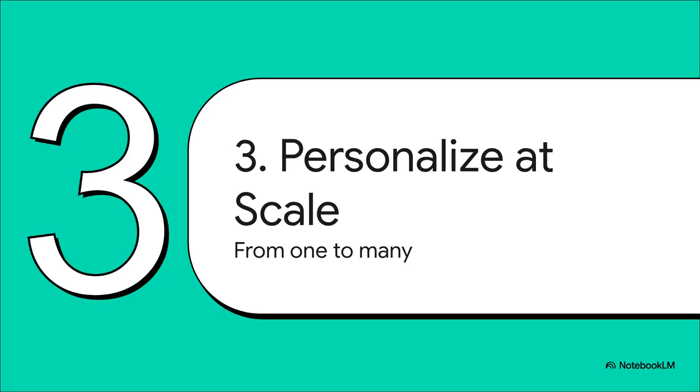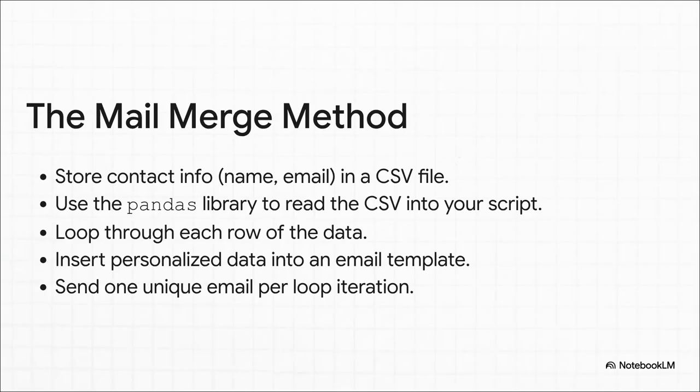Sending one email is a great start, for sure. But the real magic, the real power, comes from personalizing these things at scale. So how do we go from sending one email to sending 1,000? Well, the secret is basically a modern version of the old-school mail merge. First you get all your contacts, name, email, maybe their company, into a simple spreadsheet, a CSV file.